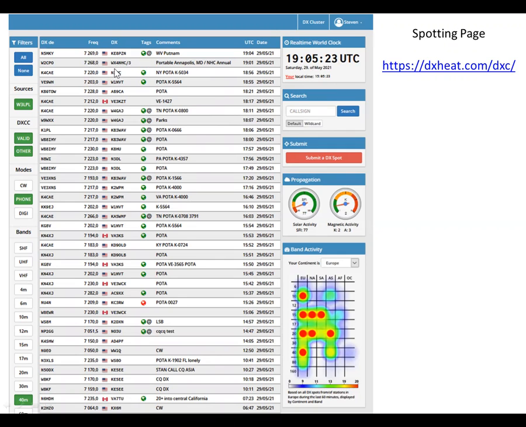So this is updated about every 60 seconds. And this would be the last spot that was made. And the way it's set up, this is the station doing the spotting. This is the frequency he was on, frequency of the contact, the call sign of the contact, comment, West Virginia, Putnam, the time and the date.